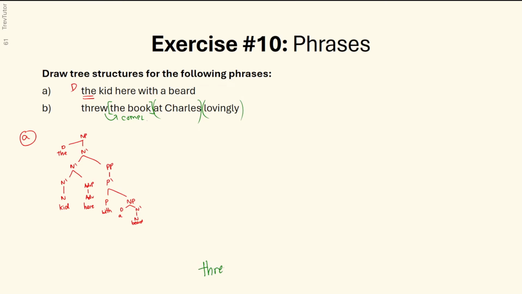So if we do this from the bottom up, through the book at Charles lovingly, first of all, let's just label some categories. So through is a verb, the is a determiner, book is a noun, at is a preposition, Charles is a proper name, so we'll call this a noun for now, and then lovingly is an adverb. So each of these should really form their own phrases at some point, except for the determiner. So book is going to form into a noun phrase that takes a determiner to complete it.